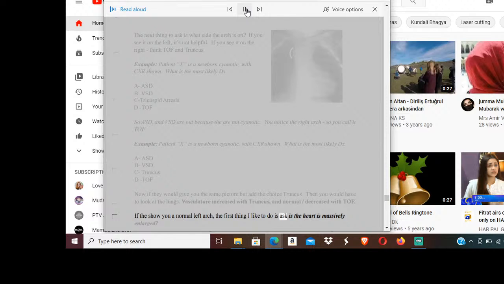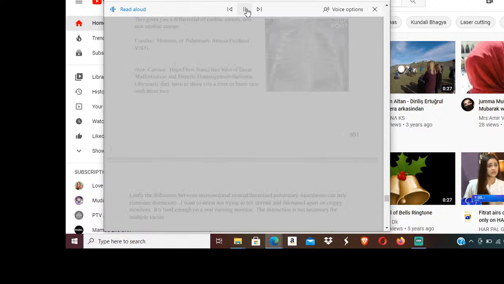The first thing I like to ask is whether the heart is massively enlarged. This gives you a differential of cardiac causes and non-cardiac causes. Cardiac: Ebstein's or pulmonary atresia without VSD. Non-cardiac: high-flow states like vein of Galen malformation and hepatic hemangioendothelioma. Obviously they have to show you a liver or brain next with these two.